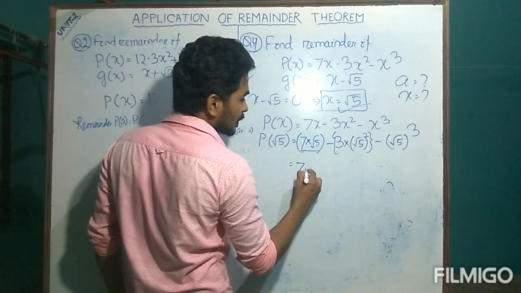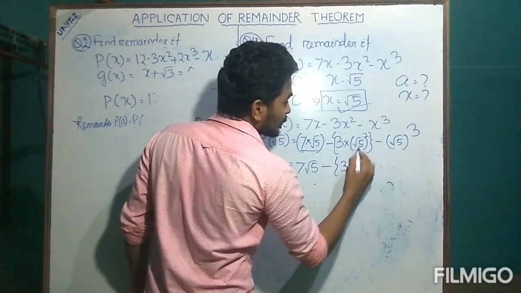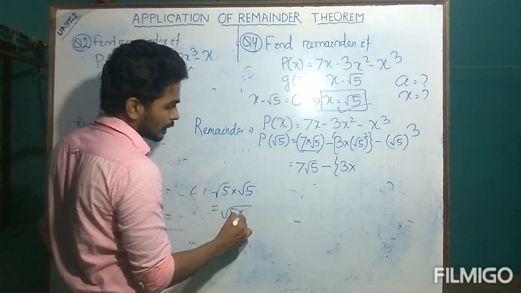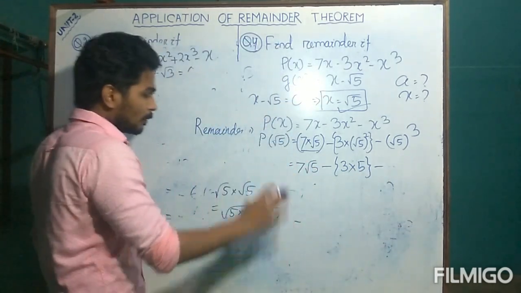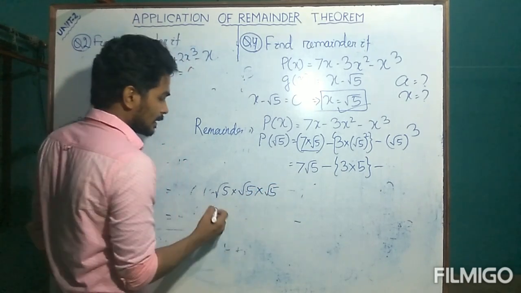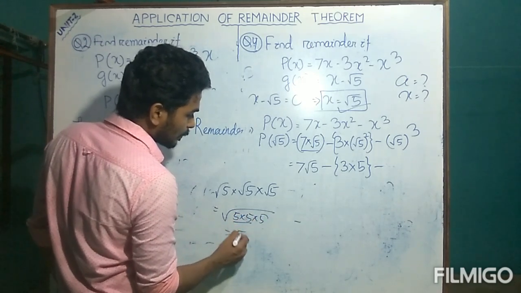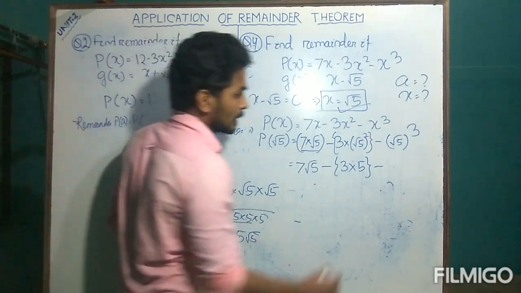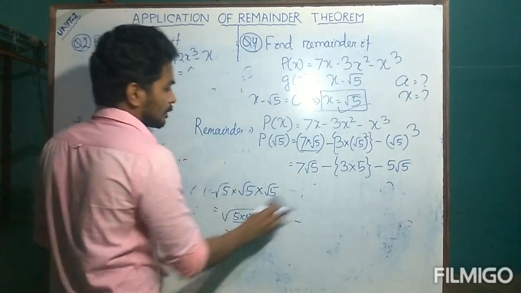So it will be 7 root 5 minus 3 into root 5 square, which means root 5 is multiplied twice. Then it will be 5. Okay. This will be 5 minus root 5 cube. Root 5 cube means root 5 is multiplied 3 times. So it gives 5 into 5 into 5, which is, for these two 5s we have a single 5, and one 5 under root. So 5 square root of 5.